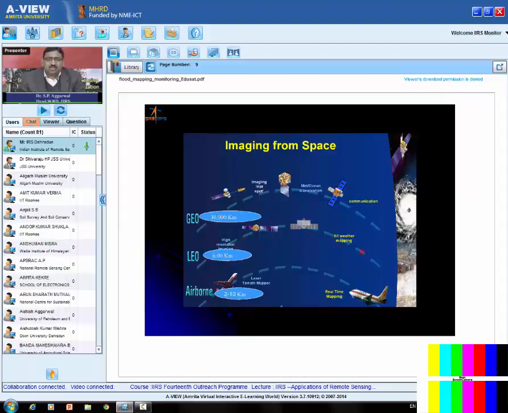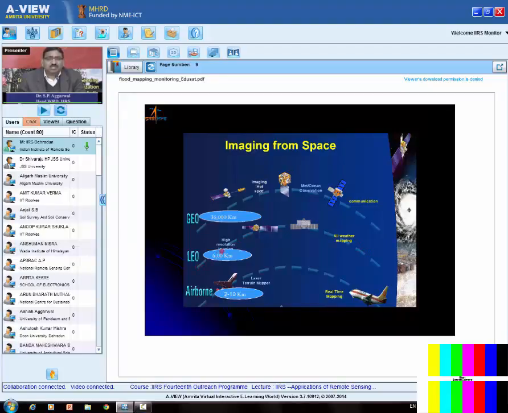LEO means all these satellites which we call remote sensing satellites, basically around 600 to 800 km away from us. We call them remote sensing satellites because comparatively they are very close to Earth. They have very high resolution: 80 centimeter, 5.8 meter, 23.5 meter, 56 meter. All these satellite sensors which you hear about are launched in this orbit.